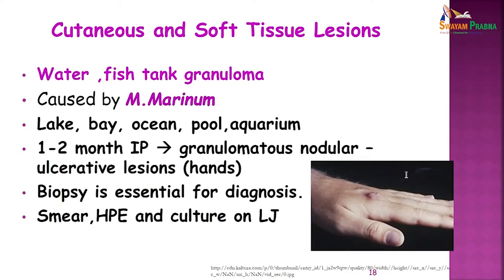Another form of cutaneous infection is water or fish tank granuloma. This is a disease which is caused by Mycobacterium marinum and is usually seen in people who work in pools or aquariums. Usually, the patient will present with a granulomatous nodular lesion. The disease has an incubation period of 1 to 2 months, and these lesions later tend to ulcerate and are usually found on the hands. A biopsy is essential for the diagnosis. Smear and culture will also aid in the diagnosis.